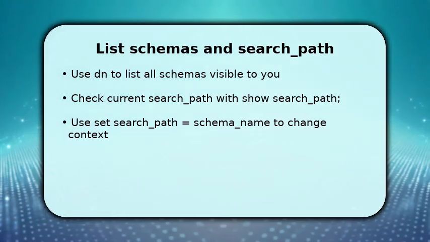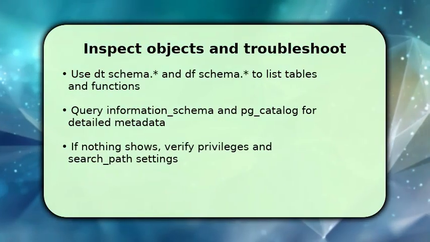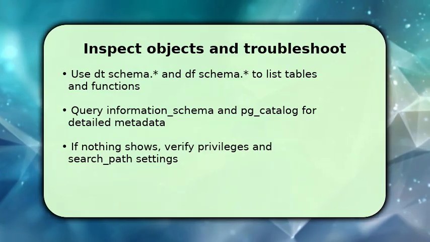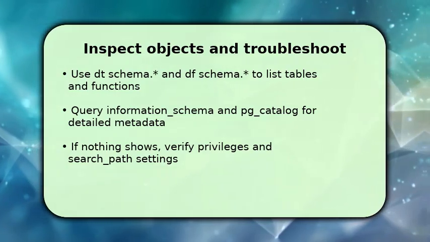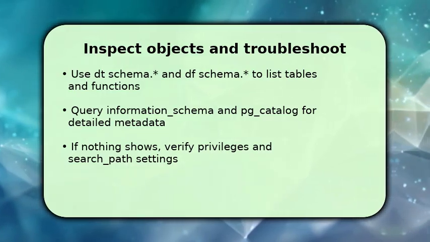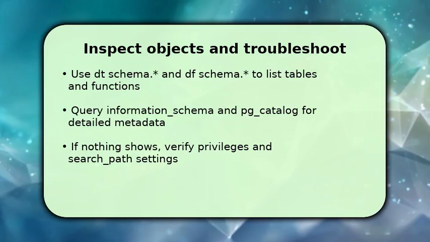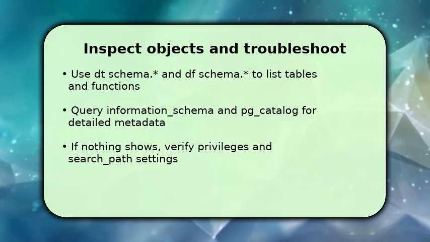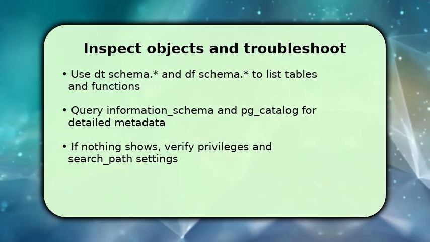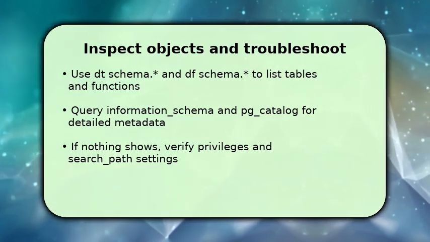Finish by listing schema objects. Use \dt schema.* for tables and \df schema.* for functions. That immediately shows object names and types. For deeper details, query information_schema.tables or pg_catalog.pg_class joined with pg_namespace to see owners and ACLs. Once done, make sure to reset search_path if you changed it.